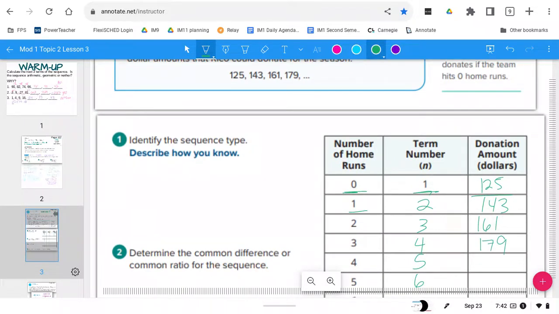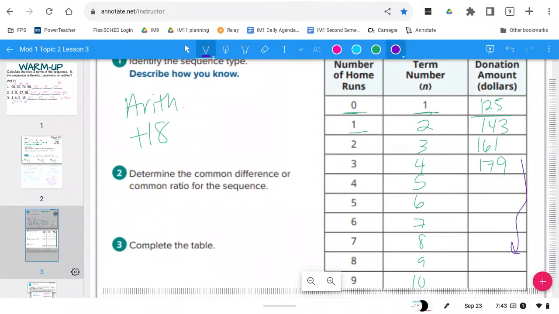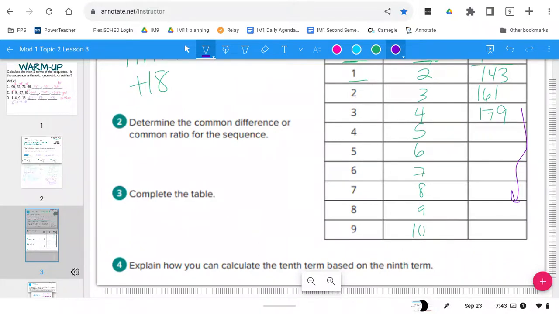So identify the sequence type and describe how you know. So the sequence, how do I get from 125 to 143 to 161 to 179? Well, it says he will donate $18 for every home run. So we are doing an arithmetic sequence, okay, because we are adding $18 every time. So continue that pattern to get the rest of your numbers in here. Your end number should be 287.